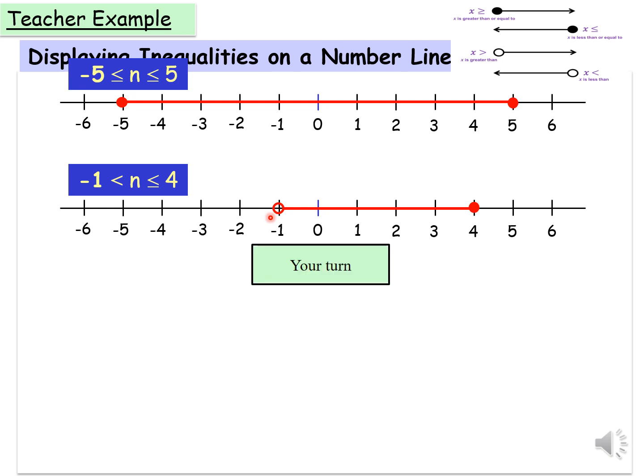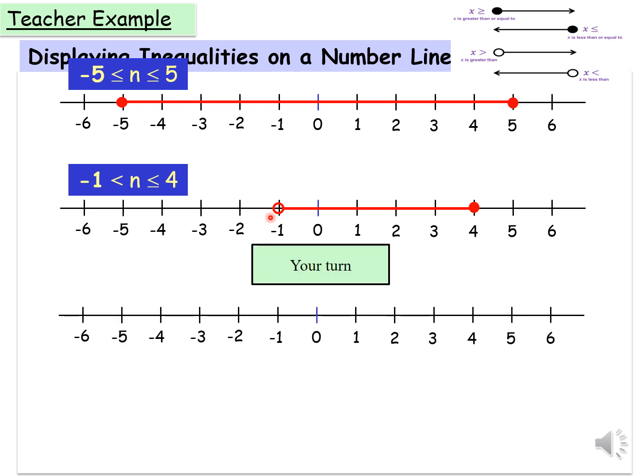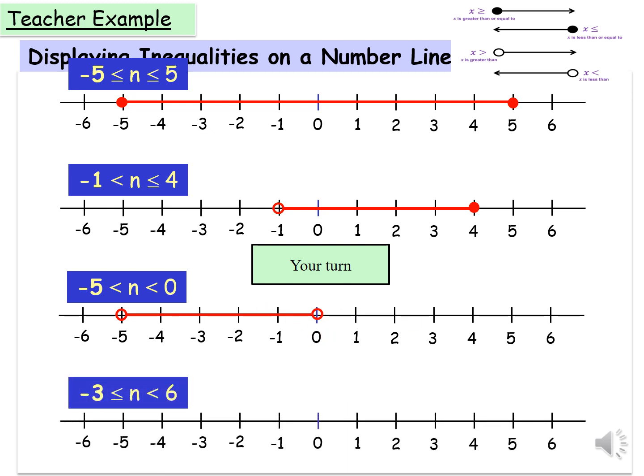Okay, here are 2 examples for you to try. The first one, pause the video and have a go. Okay, hopefully everybody got that. Remember, it's not equal to either of them, so we leave them empty. Next one. Okay, let's see. That's how it should be done.